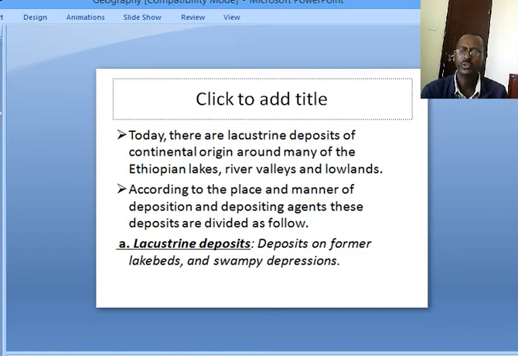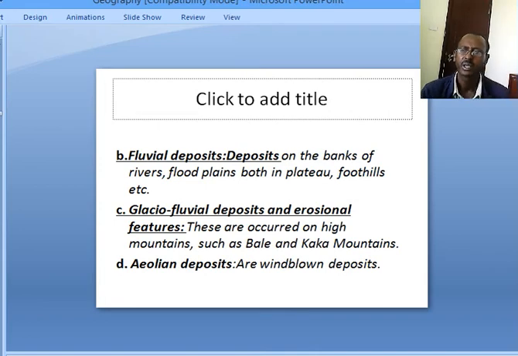Lacustrine deposit: deposits in former lakes or lake beds. So deposits that are found on lake beds, swamps, depressions, and so on are called lacustrine deposits. Fluvial deposits are deposits on the bank of a river. The two sides of a river are called the banks of a river.